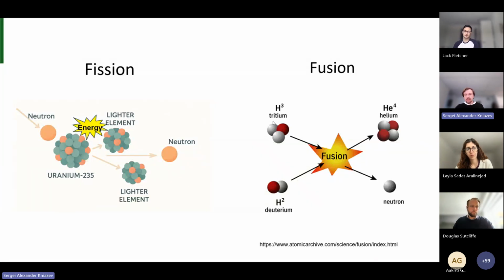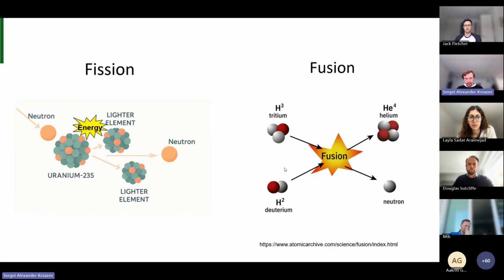What is important to understand, and you'll see on the next slide, is that nature is basically doing the same thing. It's moving to a more stable configuration. In fission, uranium is unstable and goes to lighter elements, which are more stable. In fusion, helium is a more stable element than tritium and deuterium.